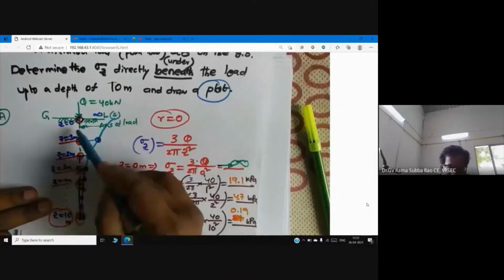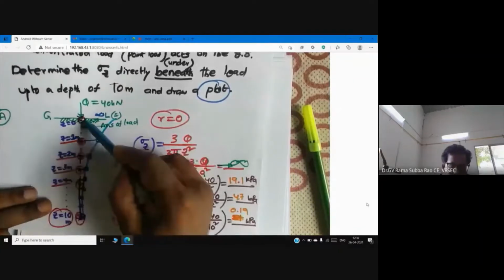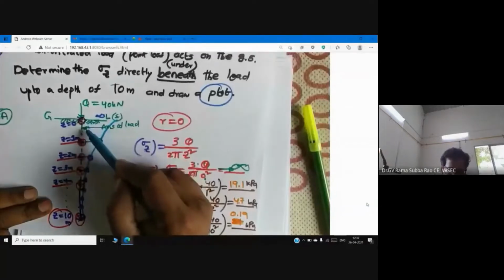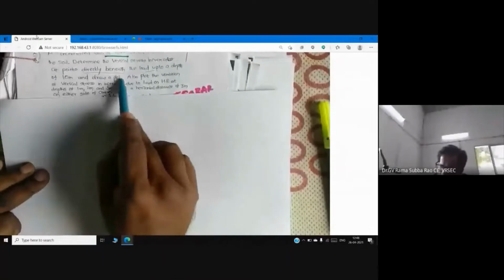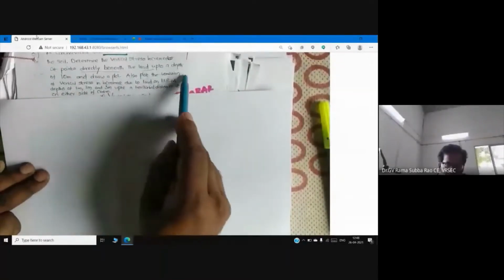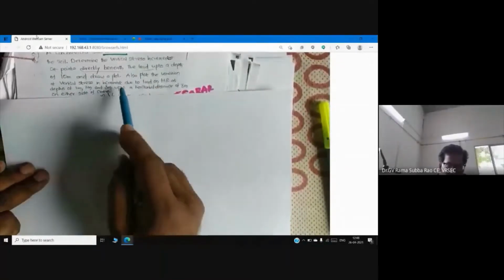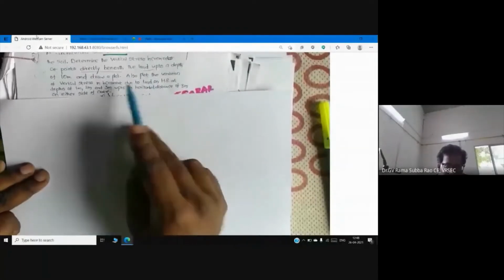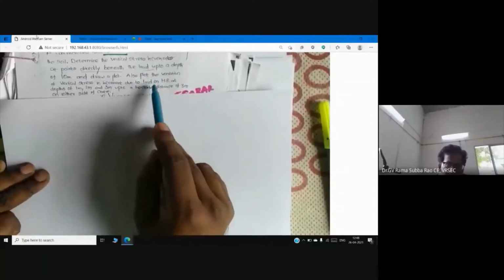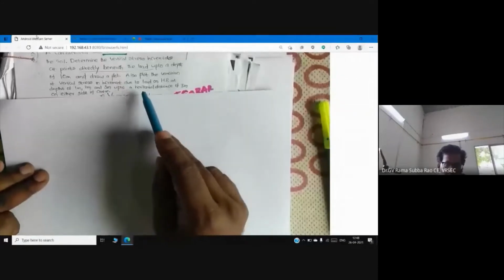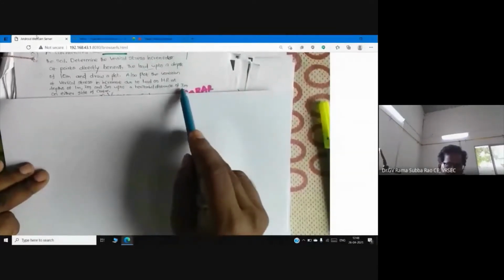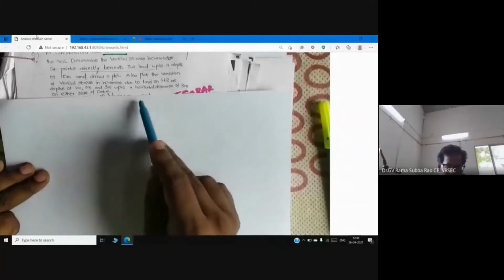When I am nearing the load, stress is more. When I am far away from the load, stress is almost negligible. Plot, full stop. Also plot the variation of vertical stress increment due to load on a horizontal plane at a depth of 1 meter, 2 meter, 3 meter, up to a horizontal distance of 3 meter on either side of the center.